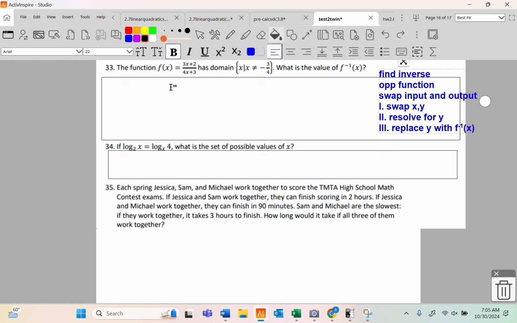And I'm sure by now most kids have tuned me out. But f of x is fancy for y. We're literally going to get the f out and call it x. And everywhere we see an x, we're going to make it a y. And I have to write this out because I can't type it out.